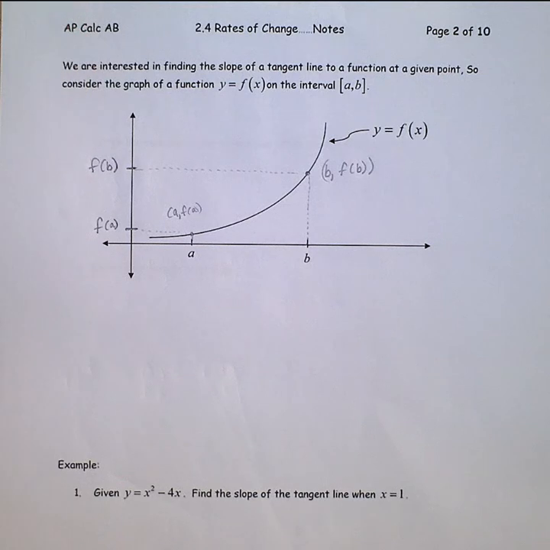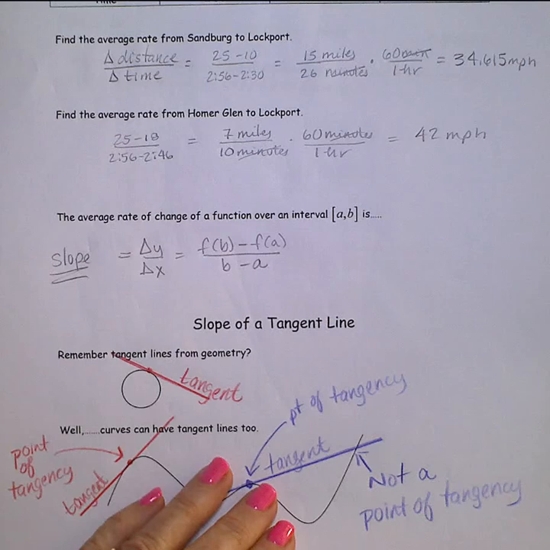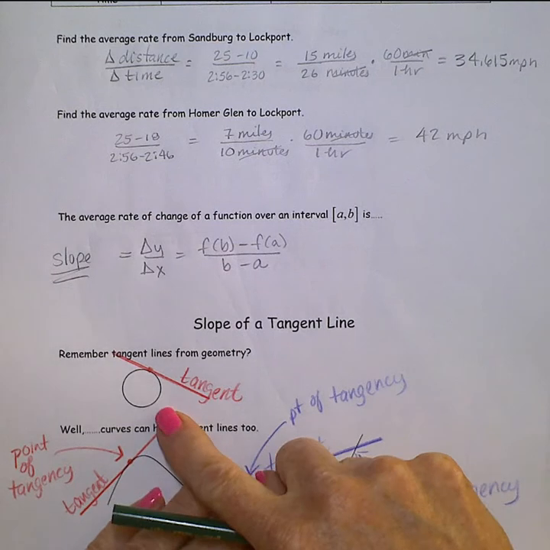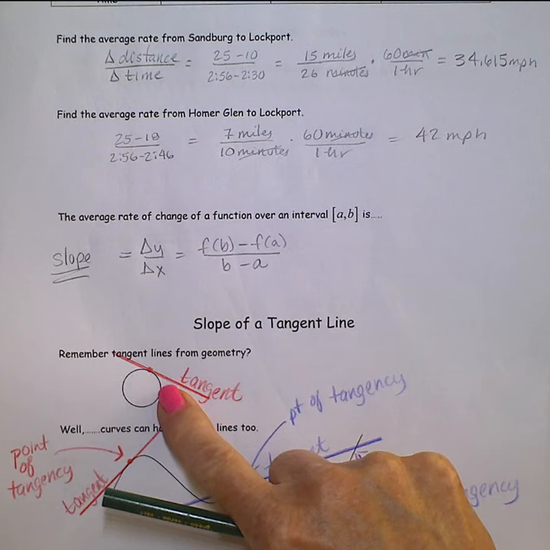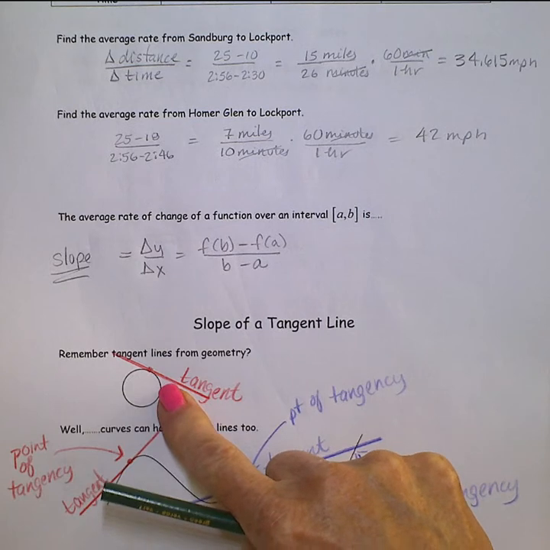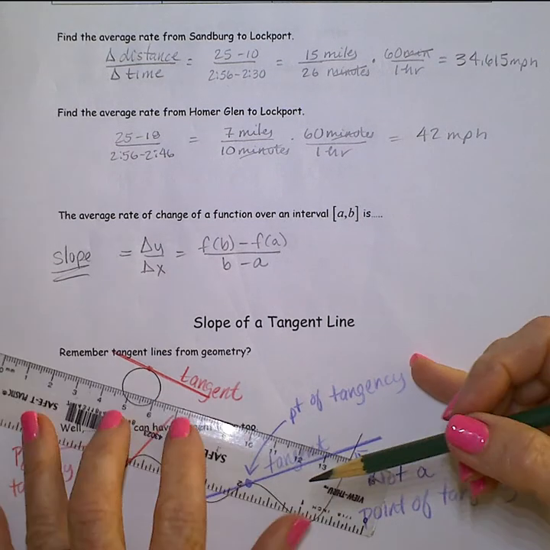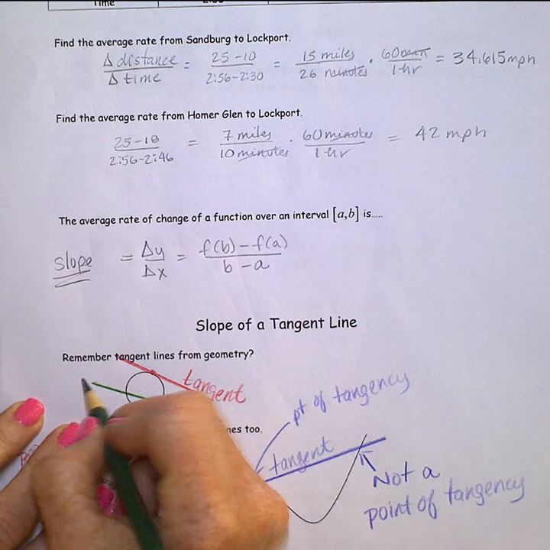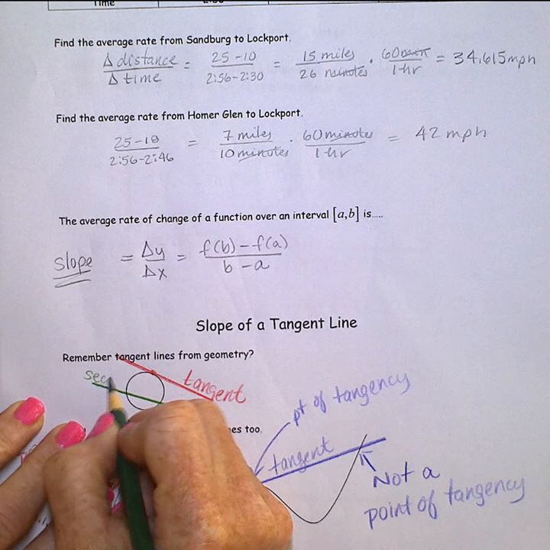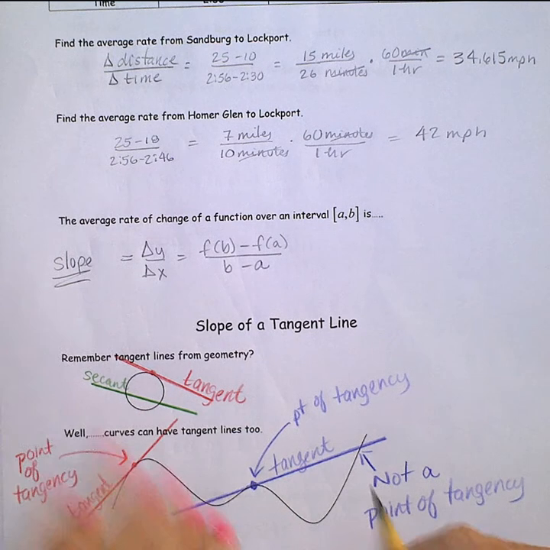Alright, now I need you to go back to geometry for a moment. Go back to your circle that's on the other side. Go back to this circle down here. There was a tangent line. Do you remember what a secant line is? Crosses at 2 points, exactly. So here's a secant. There's a secant line in geometry.